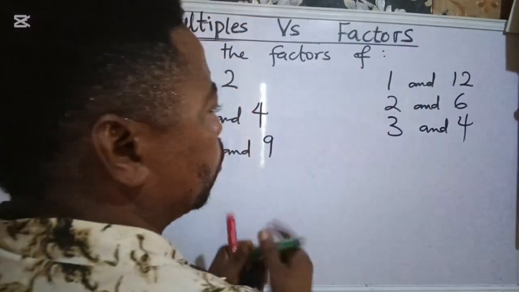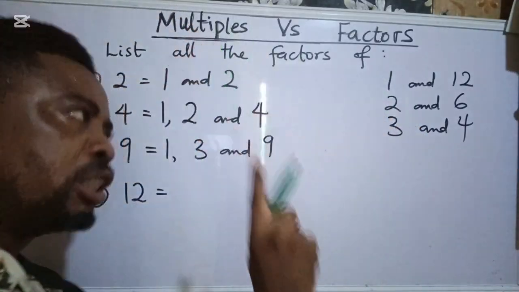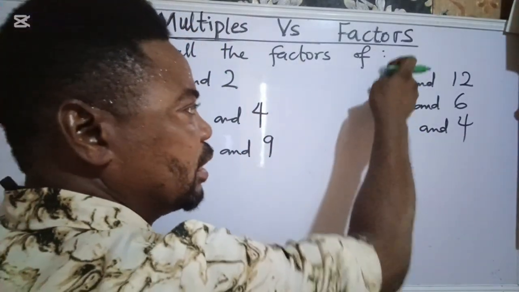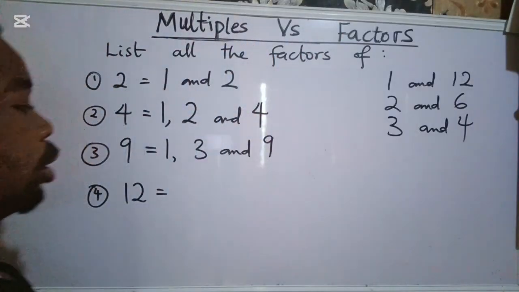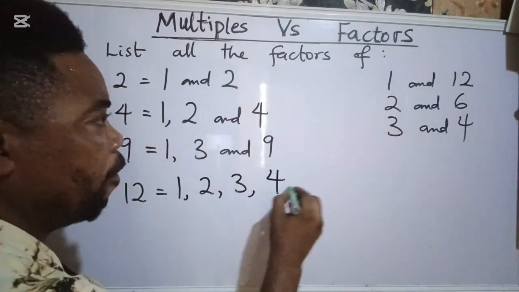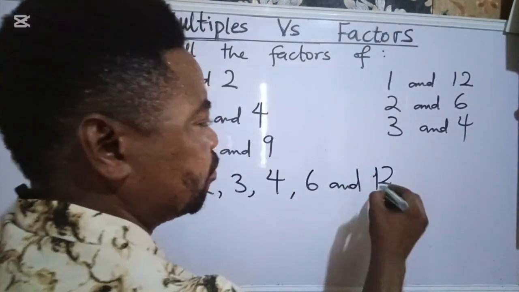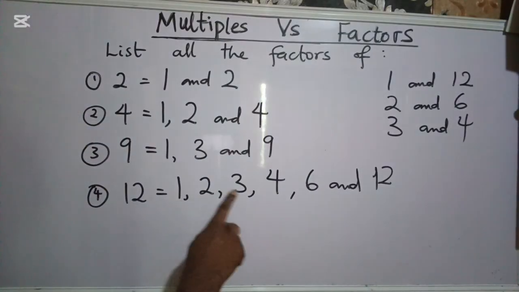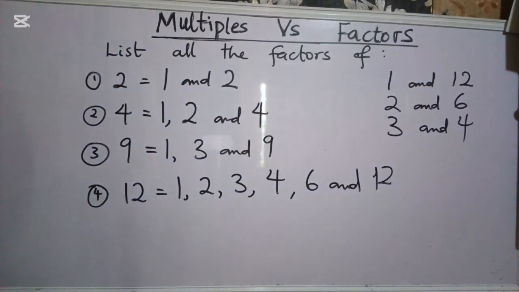The next one is what? We want to use 4 now. Oh, we have 4 here already. So anytime you discover that you want to use a number on this line, but you have gotten the number here already, then you stop. That means you are done. So your answer is now 1, 2, 3, 4, 6, and 12. So let us see the next one.